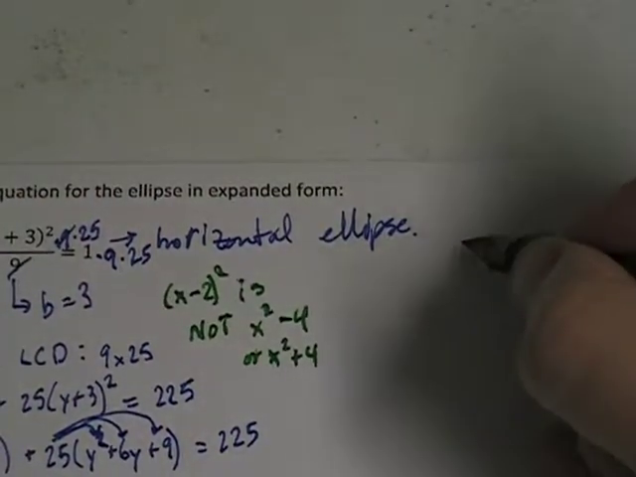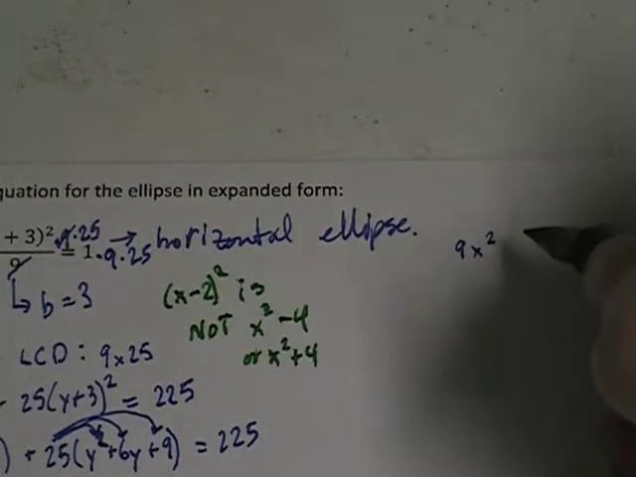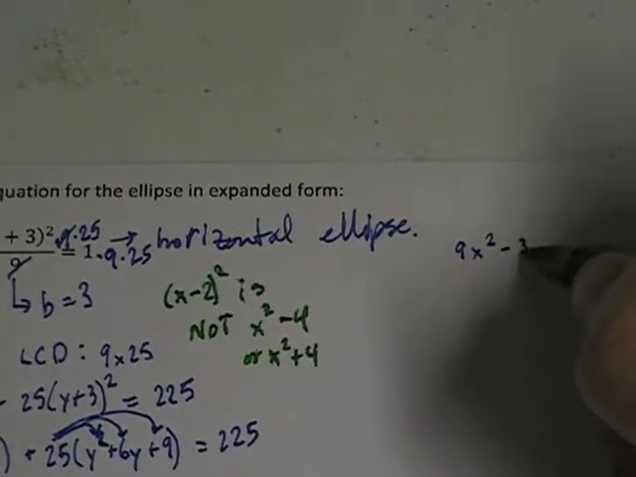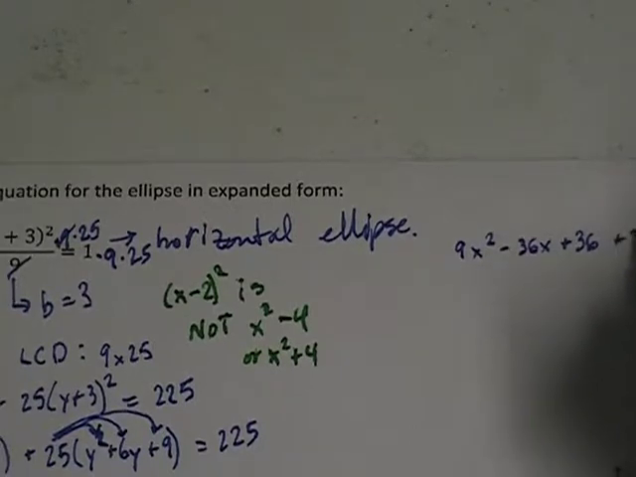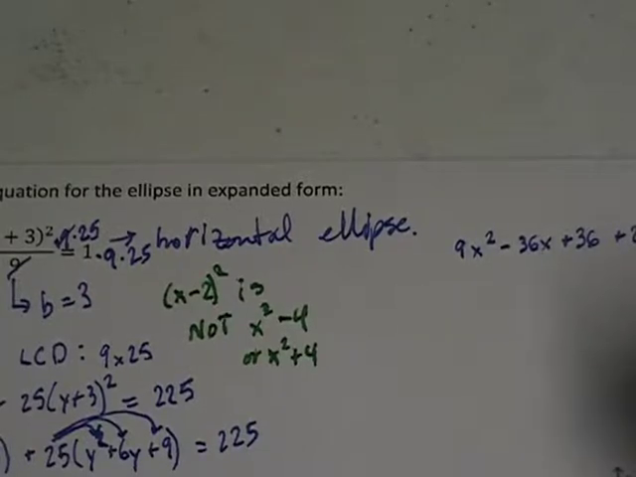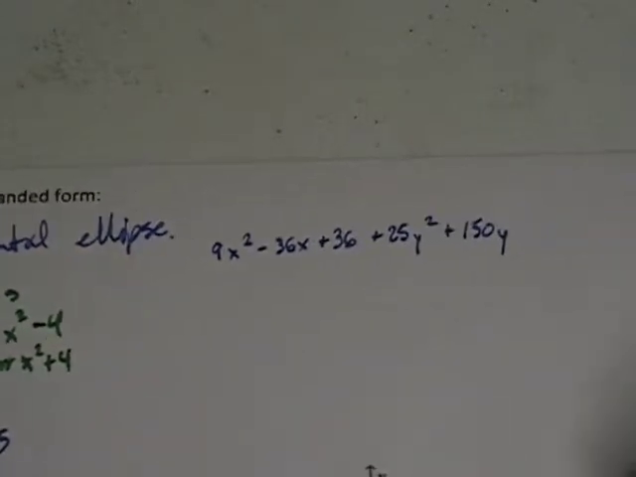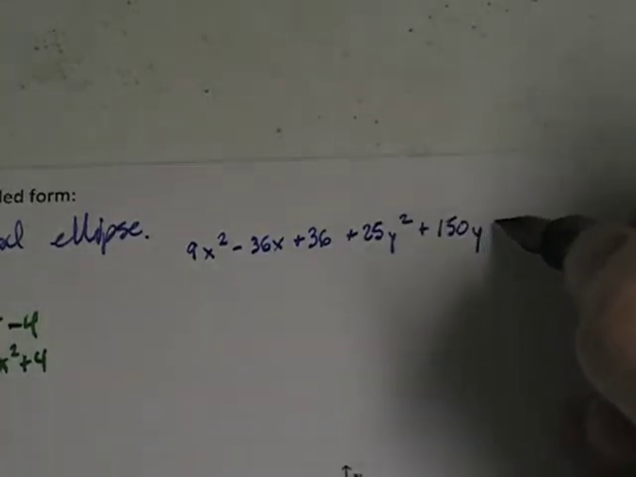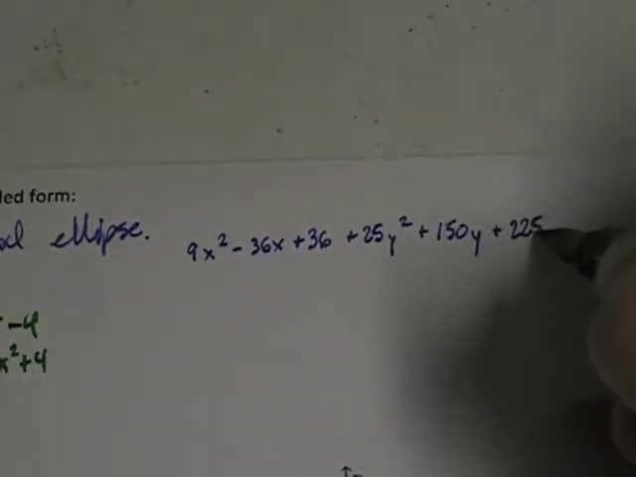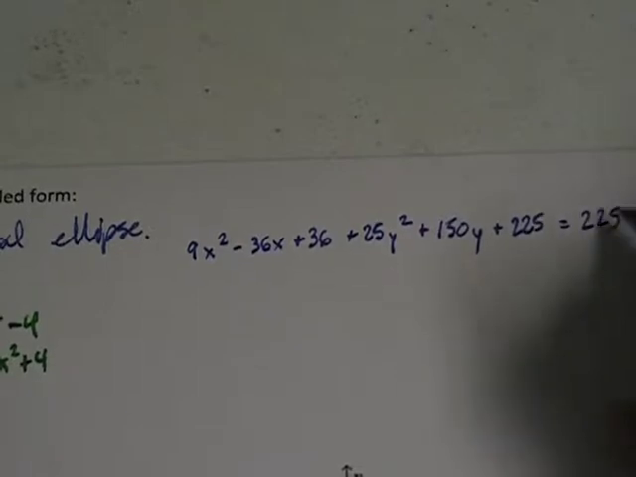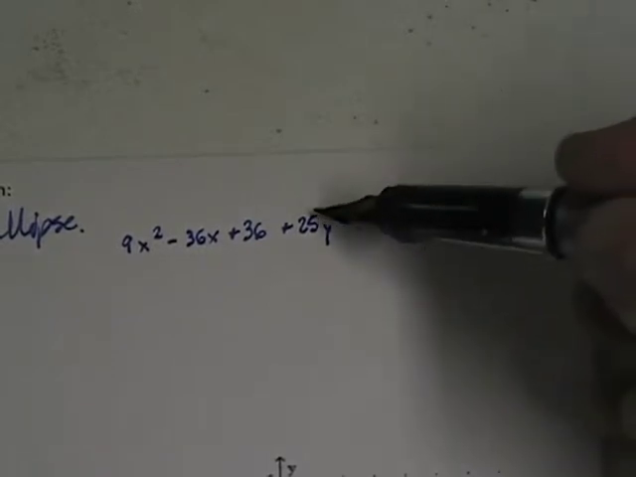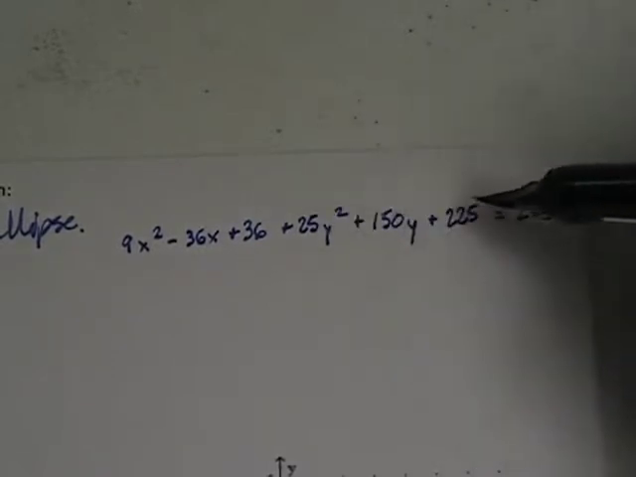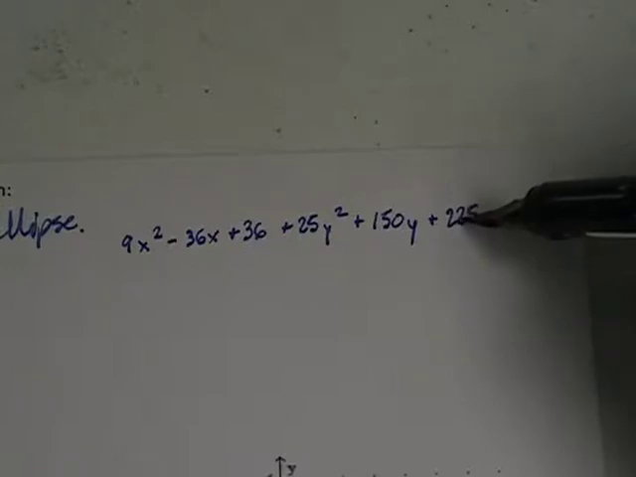So here I get 9x squared minus 36x plus 36 plus 25y squared plus 150y, okay, plus 225 equals 225, okay? And this is going to be that 25 times y squared, 25 times 6y, and 25 times 9.